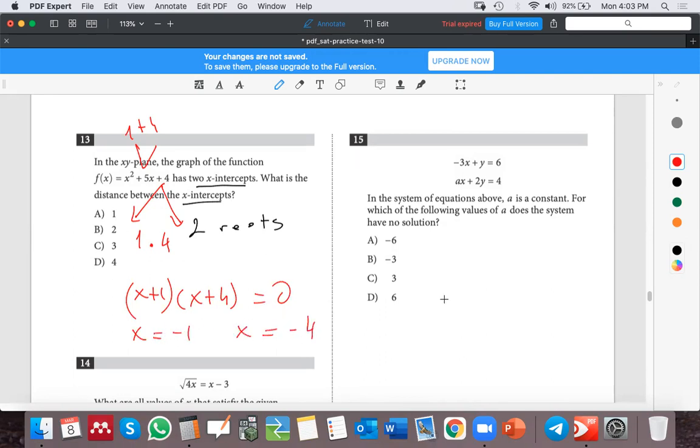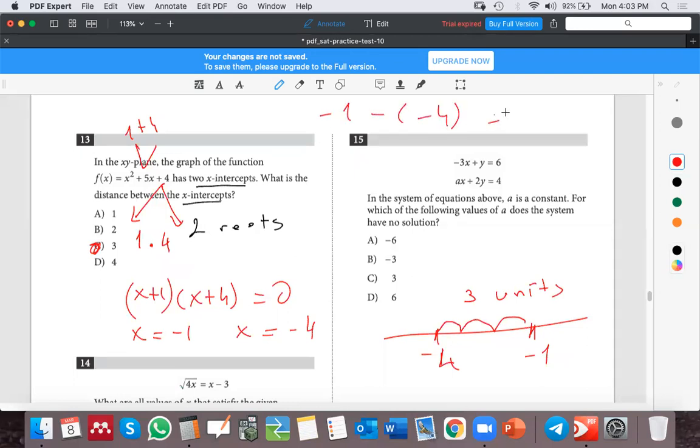So what is the difference between them? If this is -4 and this is -1, what is the difference? -2, -3, -4. The difference is 3 units, isn't it? Yes or no? -1 minus -4, -1 plus 4, which is +3. You can say that, but better to check.